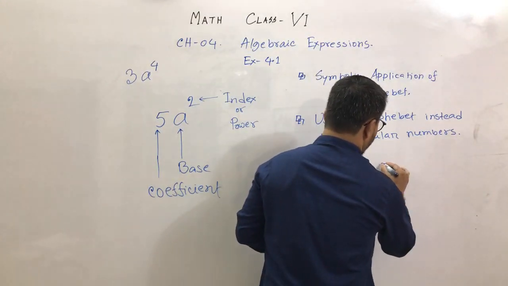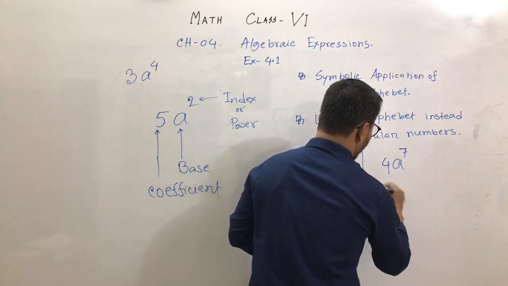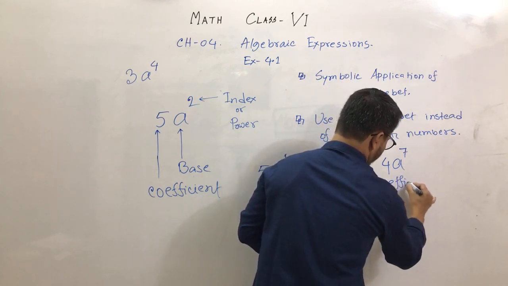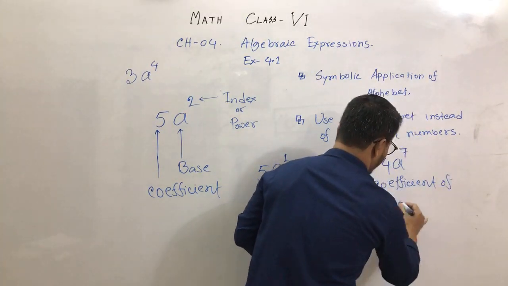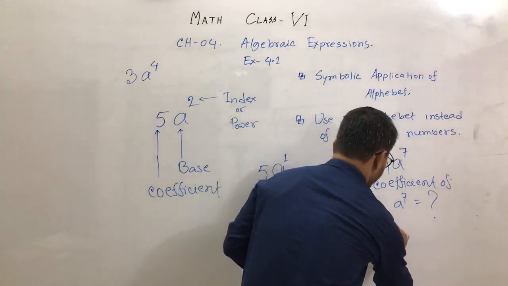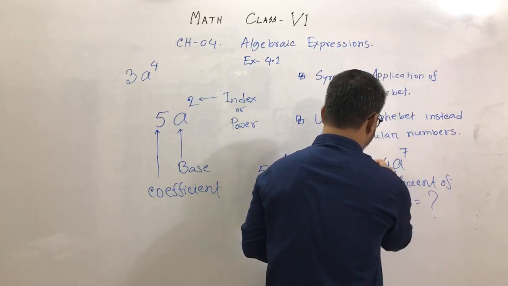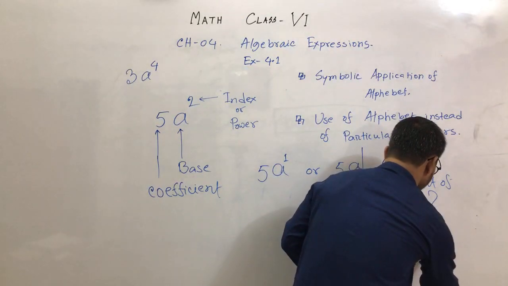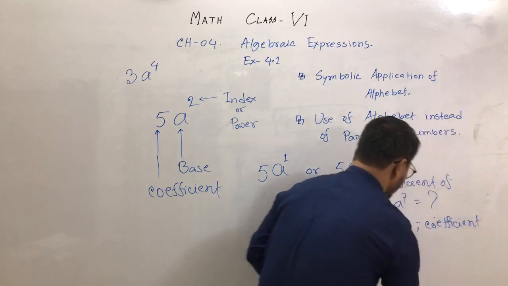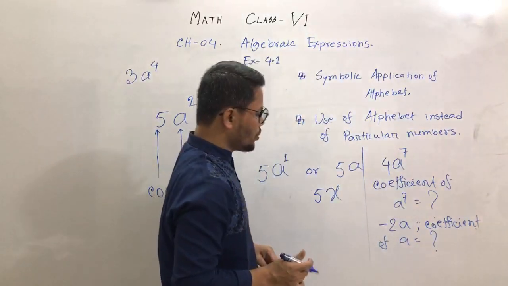And in the 4a to the power 7. Okay, please, the coefficient of a to the power 7 equals what? And in the second question, minus 2a, here you can answer the coefficient of a. This is the first question, this is the second question: the coefficient of a equals what? So my dear students, please try to answer these two questions.